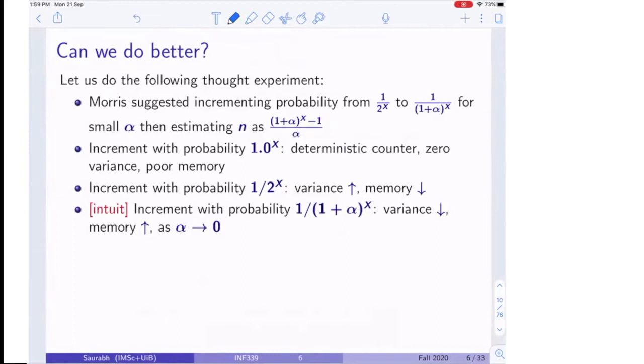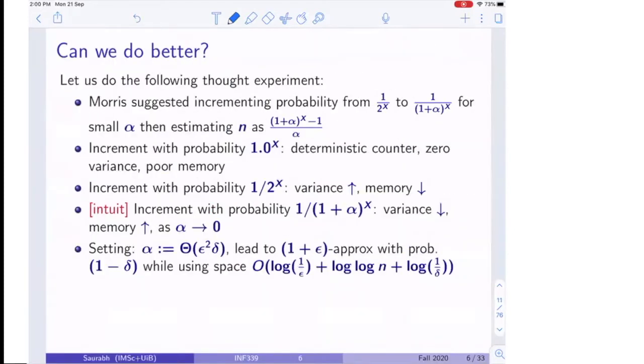And when we incremented with probability 1 over 2 power x, variance increased, but memory decreased, right? So it seems that there is some sort of relation between these two. So why 2? Why not do 1 by 1 plus alpha to the power x? Then variance goes down and memory keeps increasing as alpha tends to 0. So there is some threshold which you can get on the variance as well as on the space. What one can get using this principle is the following. If you set alpha equal to theta of epsilon square delta, then it leads to a 1 plus epsilon approximation with probability 1 minus delta. And your space now is log 1 over epsilon plus log n plus log 1 over delta.